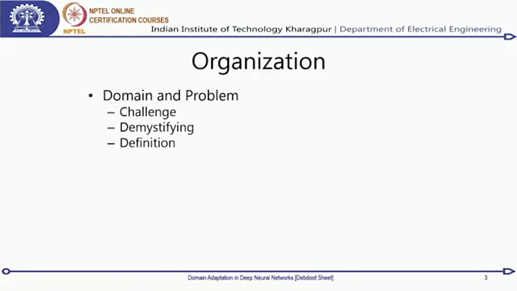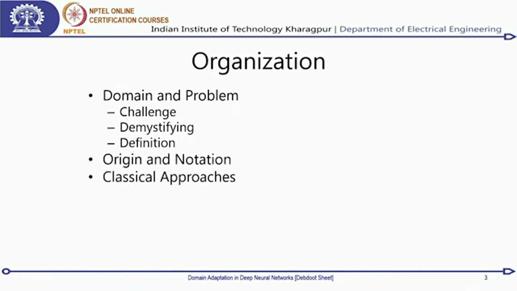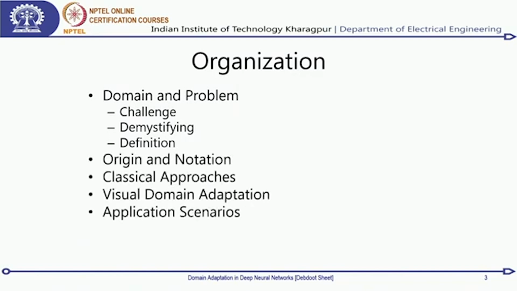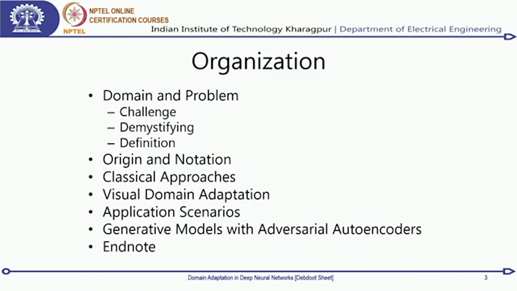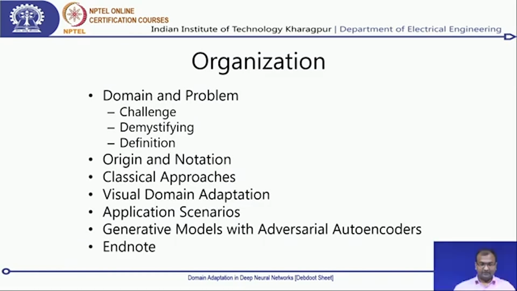Okay, so let's look into the organization. Initially I will describe what a domain is and what a task or a problem is at hand. Then we get into certain notations, go into the classical approaches for domain adaptation, then get into certain application scenarios and come to an end. Generative models with adversarial autoencoders I will be covering at a later point of time with a very extensive lecture.